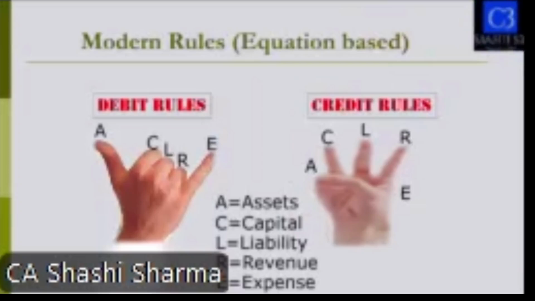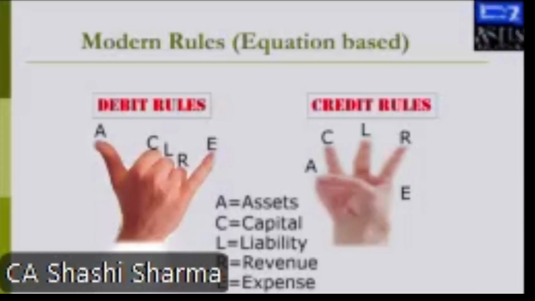And look at the debit rules. If A and E, asset and expenses, are up, are increasing, then asset and expenses accounts will be debited. And capital, liability and revenues are down. These middle three fingers are down, are decreasing. These three categories of accounts are debited when they are decreasing.